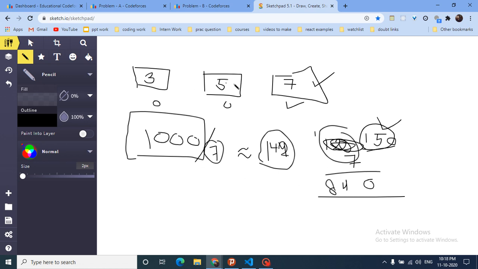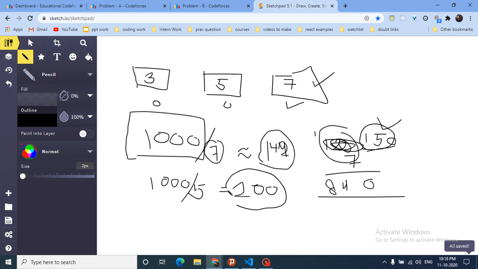Okay, now try it for 5. If all the flats are of 5 type, then how many flats can be there? So now the answer is 200. As you can see, if all the flats are of 5 window type, then it can be up to max 200. It cannot be 210 or 201 also.